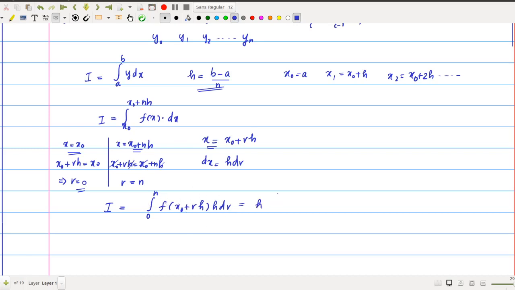So this can be written as integral 0 to n f of x naught plus rh dr. Okay, for this expression f of x naught plus rh, we use the Newton's forward interpolation formula. So we substitute the formula for f of x naught plus rh using Newton's forward interpolation formula. So we have already discussed that.